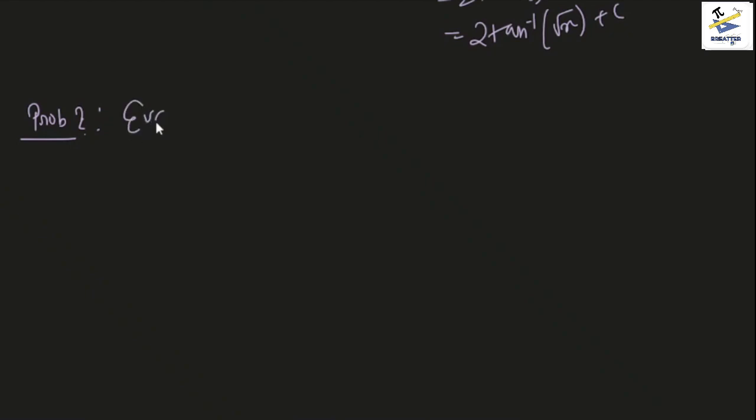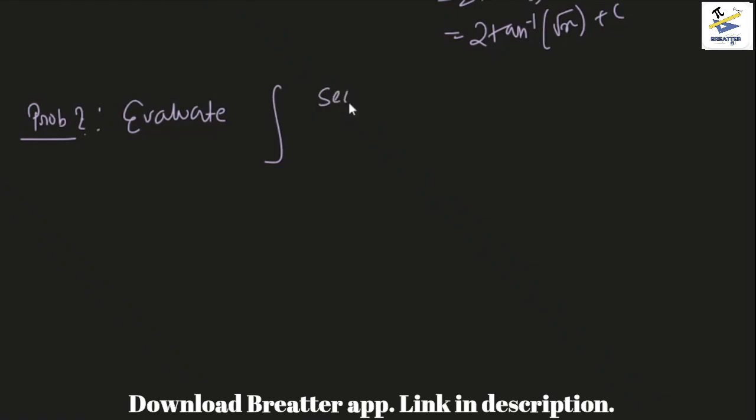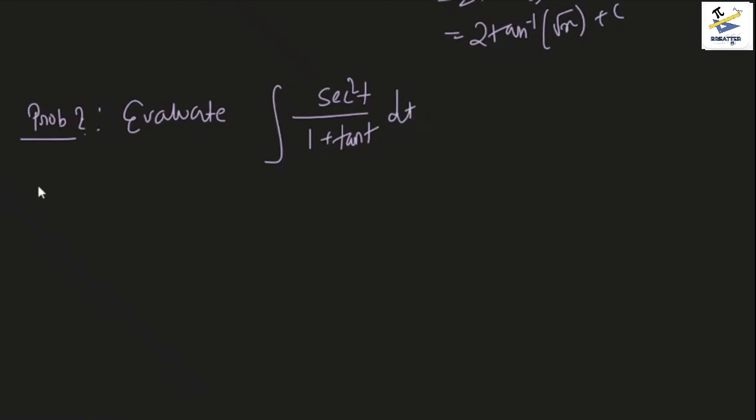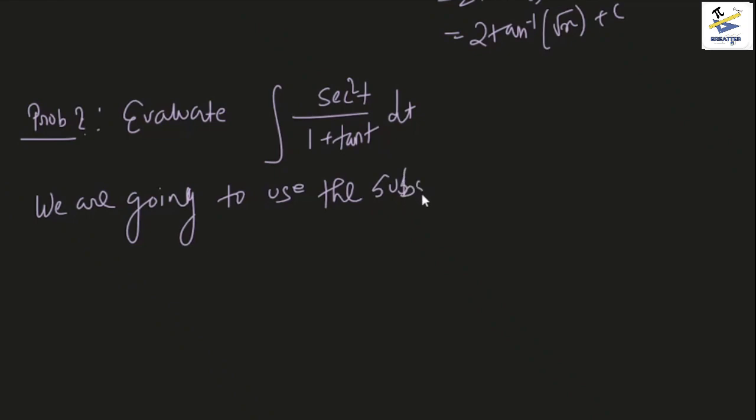Okay, evaluate the integral of sec squared t divided by 1 plus tan t dt. We are going to use the substitution u equals tan of t.